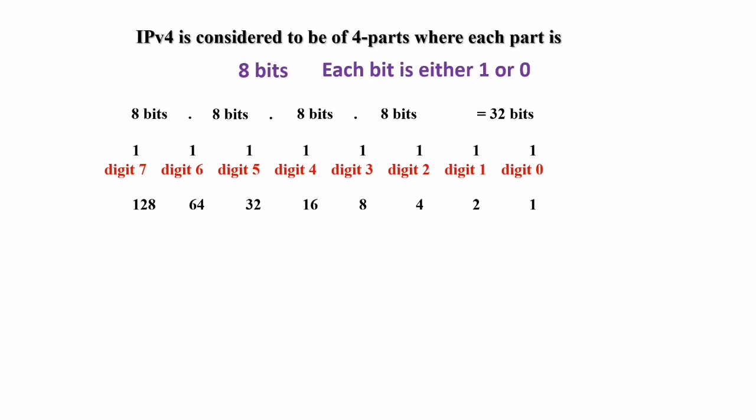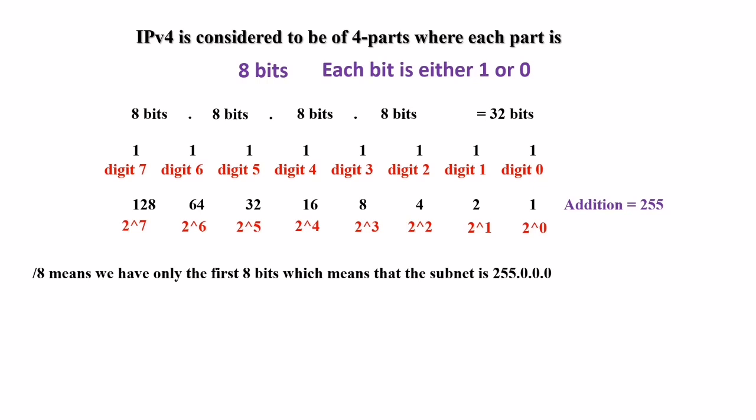And their values are 1, 2, 4, 8, 16, 32, 64, and 128, which is 2 to the power of the digit number: 2 to the power 0, 2 to the power 1, etc., till 2 to the power 7. So their addition will be 255.